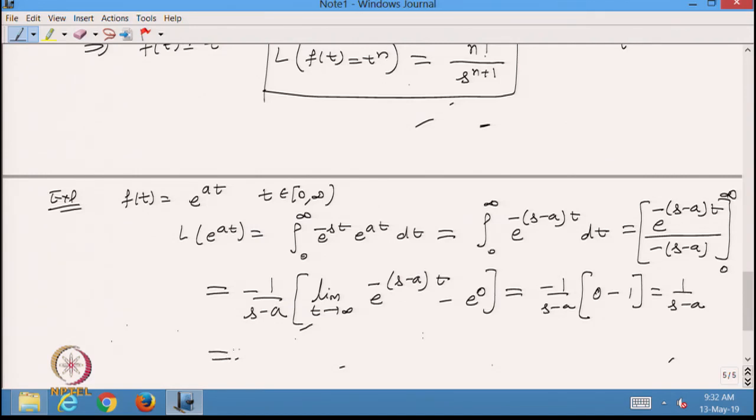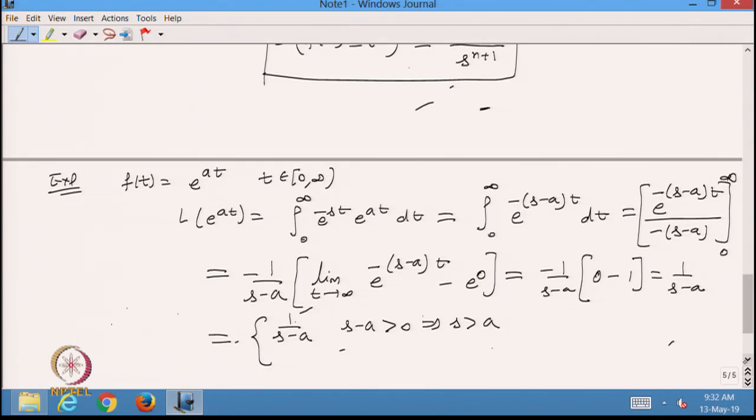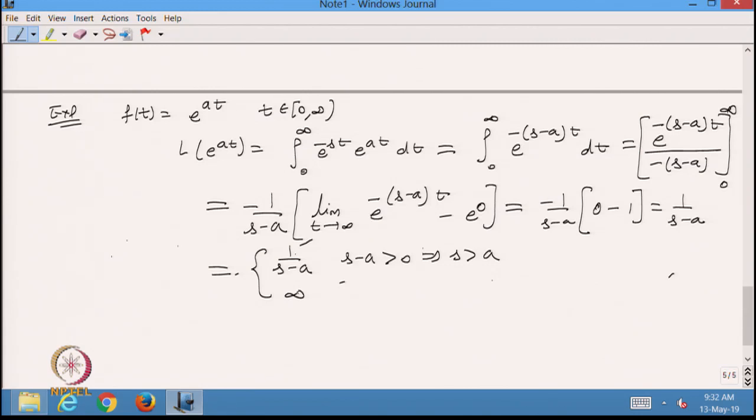So, this is equal to 1 over s minus a when s minus a is positive, or I can say that s is greater than a, and this will be infinity when s is less than or equal to a. So, from here I am able to find the Laplace transformation of any exponential function.